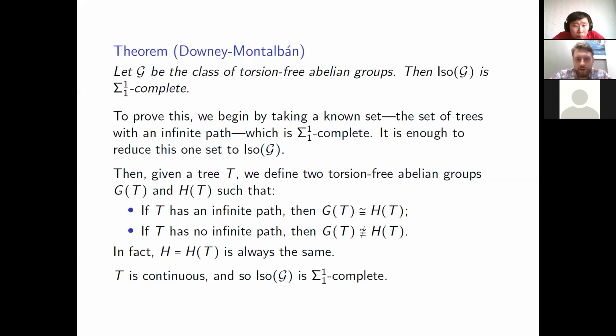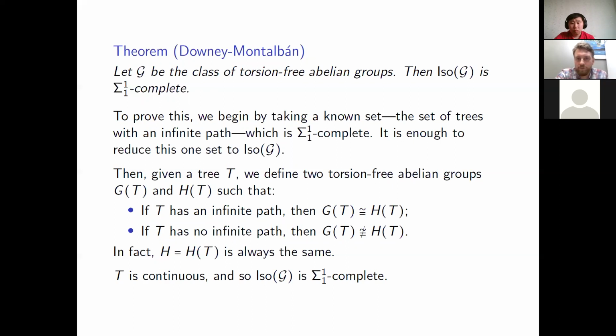That means you have to say, okay, if I have a tree T, I have to define two groups, G of T and H of T. And if T has an infinite path, then my two groups should be isomorphic. And if T doesn't have an infinite path, then my two groups should not be isomorphic, right? Basically what this is saying is, if I could tell whether groups were isomorphic or not, then I could tell whether trees had infinite paths or not.